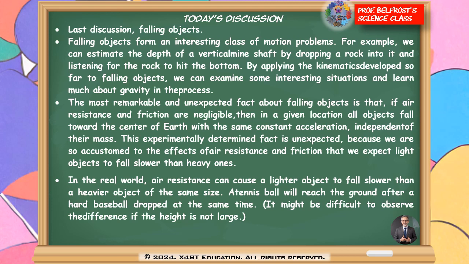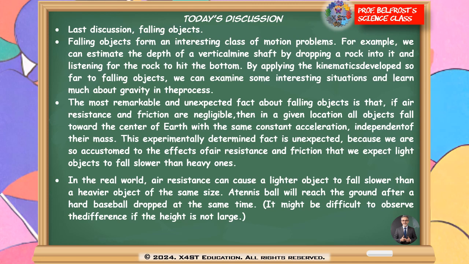Last discussion, important in physics: falling objects. So falling objects form an interesting class of motion problems. For example, we can estimate the depth of a vertical mine shaft by dropping a rock into it and listening for the rock when it hits the bottom, and applying some kinematics. By examining some interesting situations, we can learn how gravity works in the process and what we expect from the result, and more.